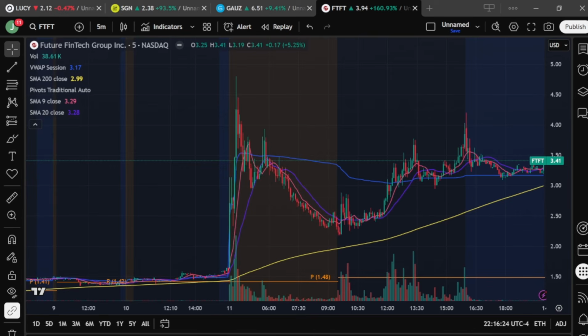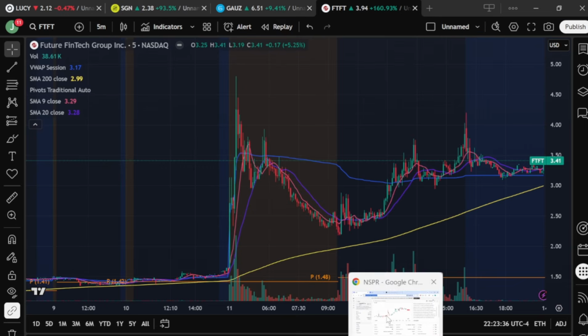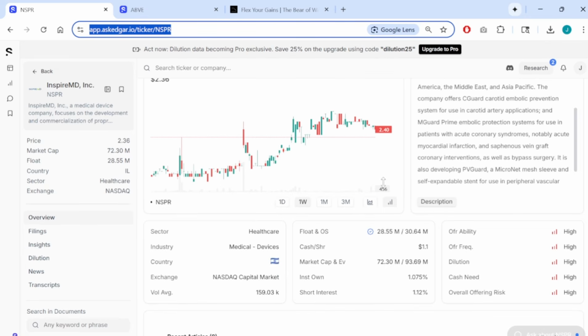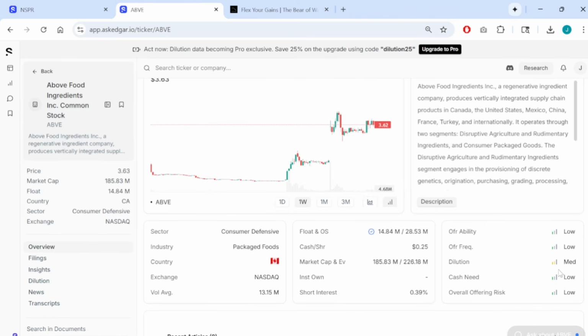And like I was saying too, this is very black and white, it entered whenever it got the trigger, but you can add a few discretionary things like looking at the news, or how it looks on Ask Edgar, for example. Let me pull up, so look at this ticker, NSPR, all red on dilution tracker. That's interesting, only 1% institutional ownership. So obviously, I feel more comfortable entering that one as opposed to ABVE, which is almost all green, just one yellow. And I actually did trade this one and took a decent sized loss on it because I ignored the fundamentals.